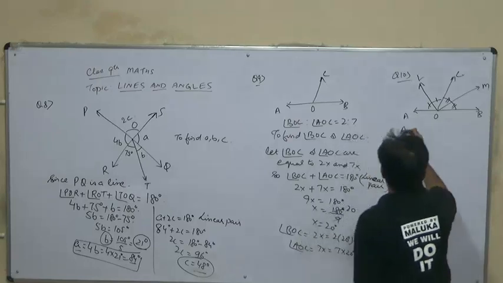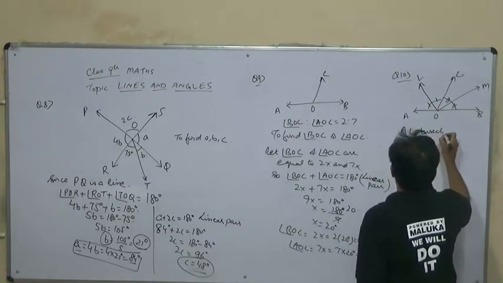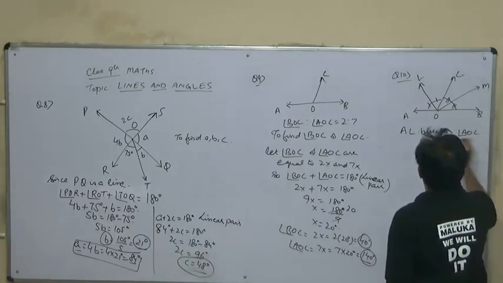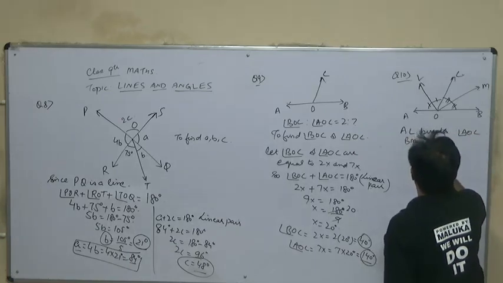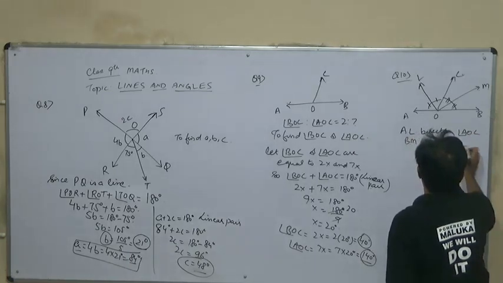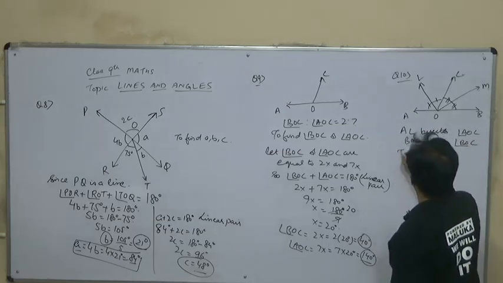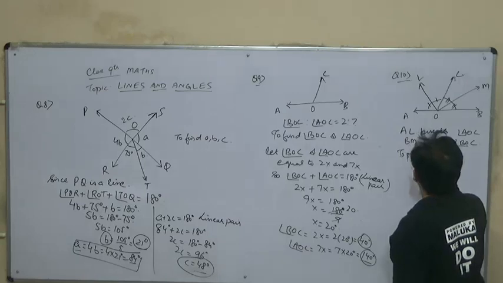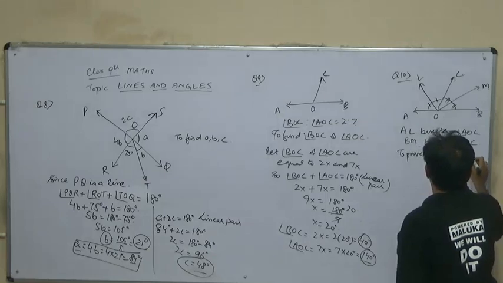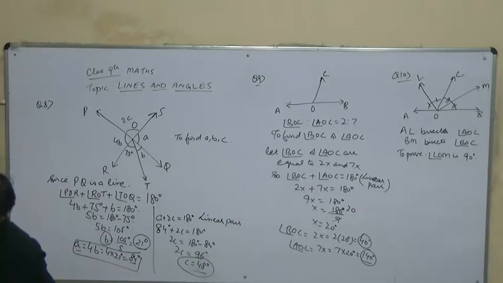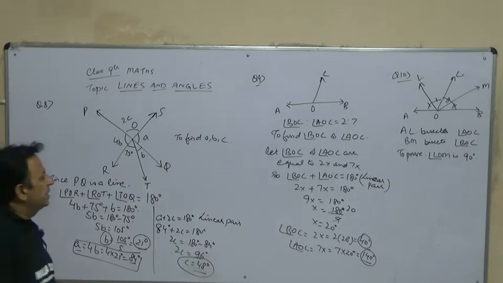We can write OL bisects angle AOC and OM bisects angle BOC. What we need to prove? To prove angle LOM is 90 degrees. So we want to show that LOM is 90 degrees. Now this is a very easy part.